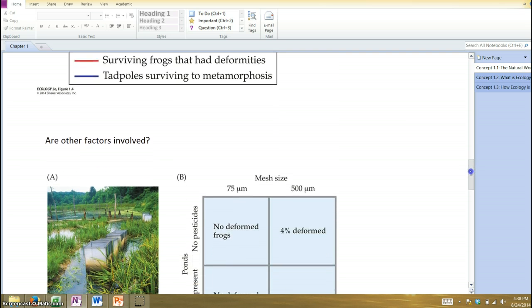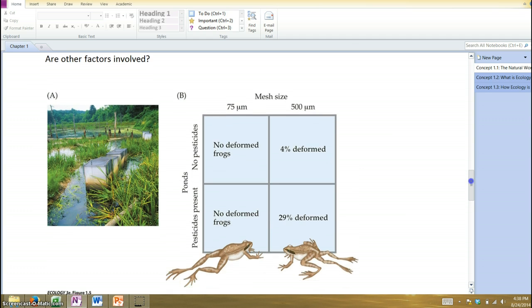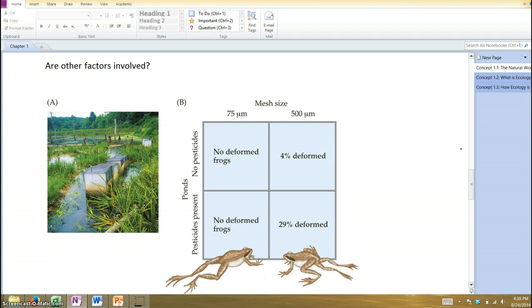All right, so the question is then, are there other factors involved? And here's a field experiment in which they raise these frogs outside in natural habitat, but in these enclosed pens. And the pens came in different mesh sizes. The smaller mesh size keeps the parasites out, whereas the larger one lets them in. And they thought, well, is there something else involved?